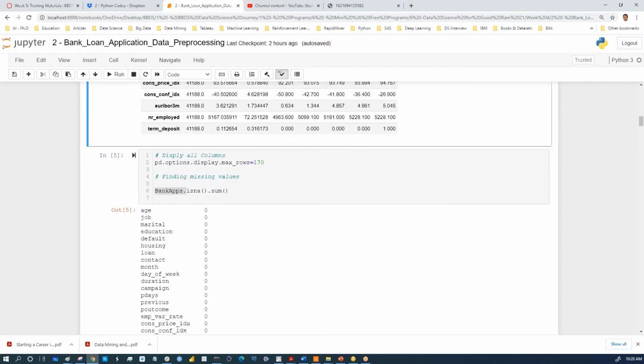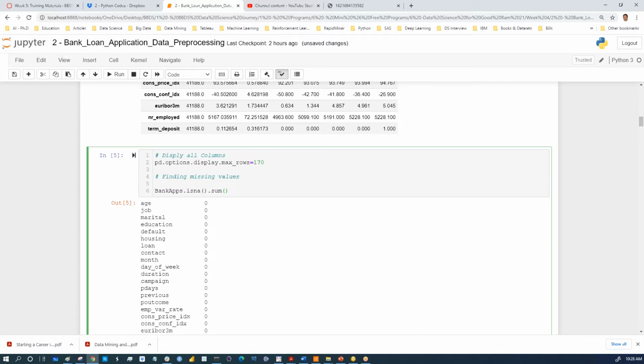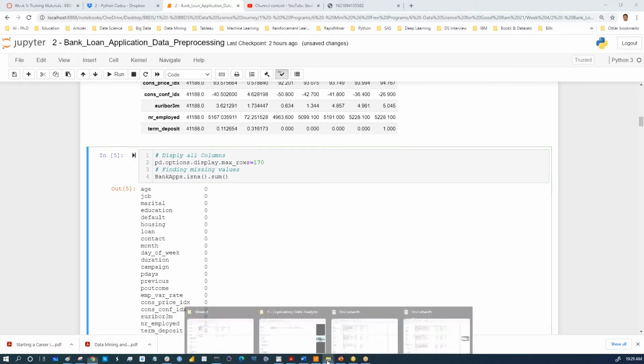But if you have a missing value, a null or empty cell, of course isna will detect it. Let's take a look. Let's do that.